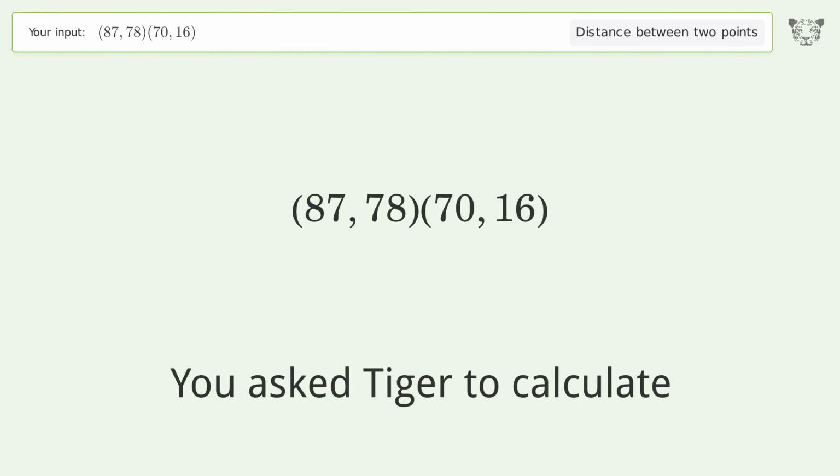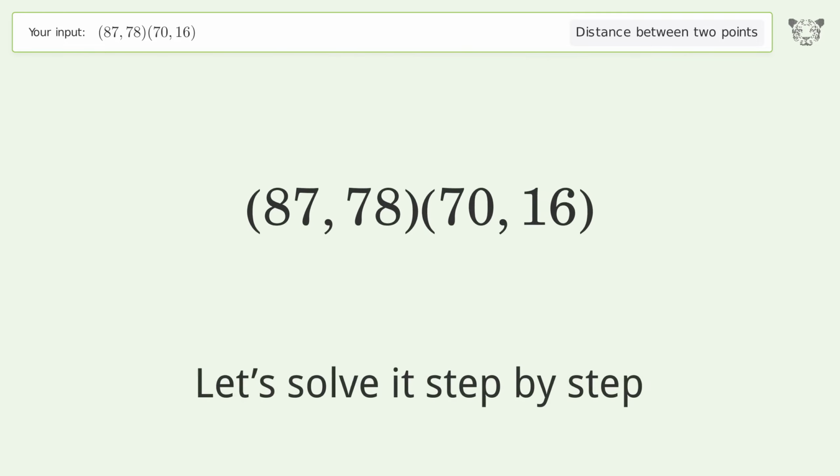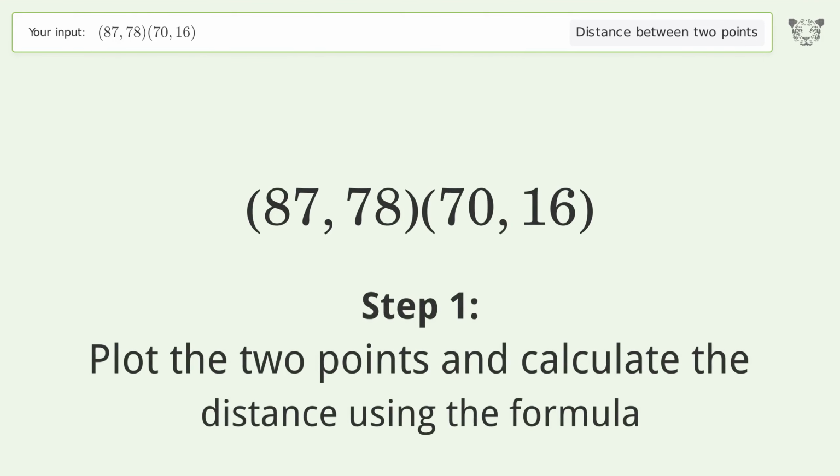You ask Tiger to calculate. This deals with the distance between 2 points. The distance between the 2 points is the square root of 4133, or 64.288. Let's solve it step by step. Plot the 2 points and calculate the distance using the formula.